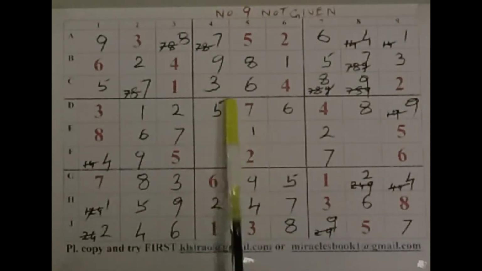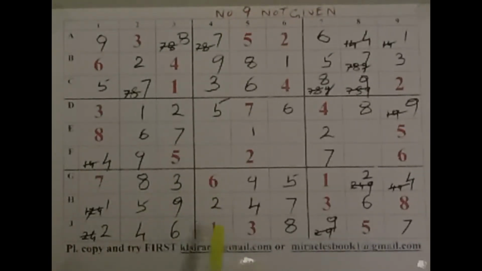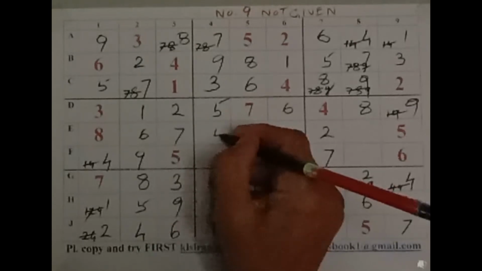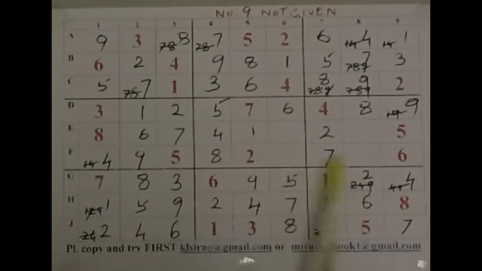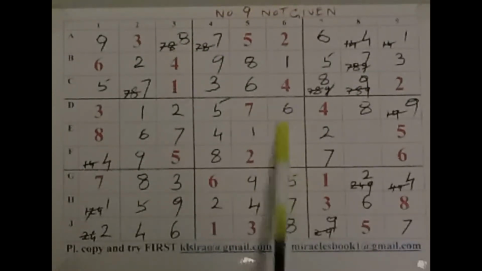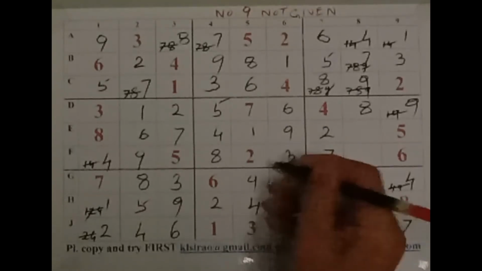Can we do something about these 2 cells? This column number 4. We have 1, 2, 3, we require 4 and 8. We have this 4. We can write our 4 there. And 8 here. And what about these 2 cells? Now I have no doubt. We require 3 and 9. We have this 9 here. Therefore, it's a 9 here and 3 here.